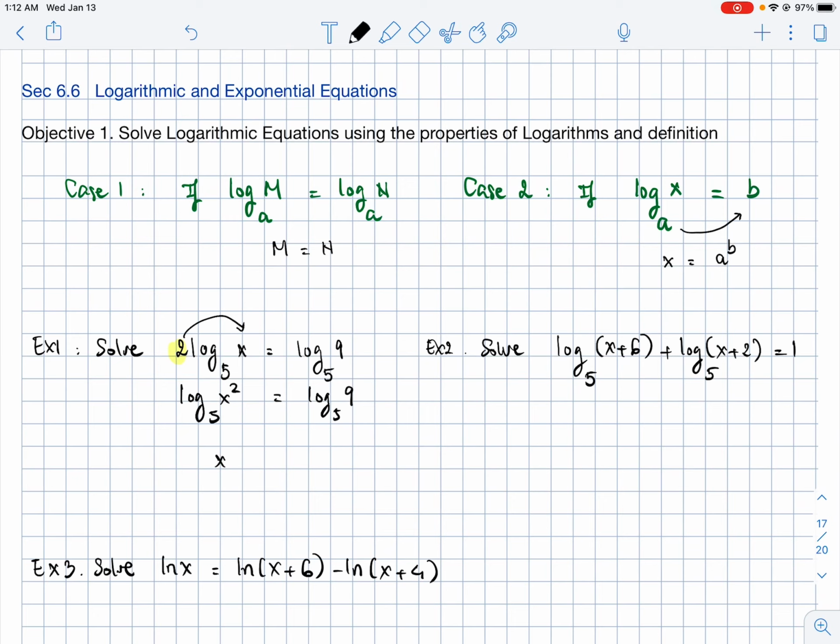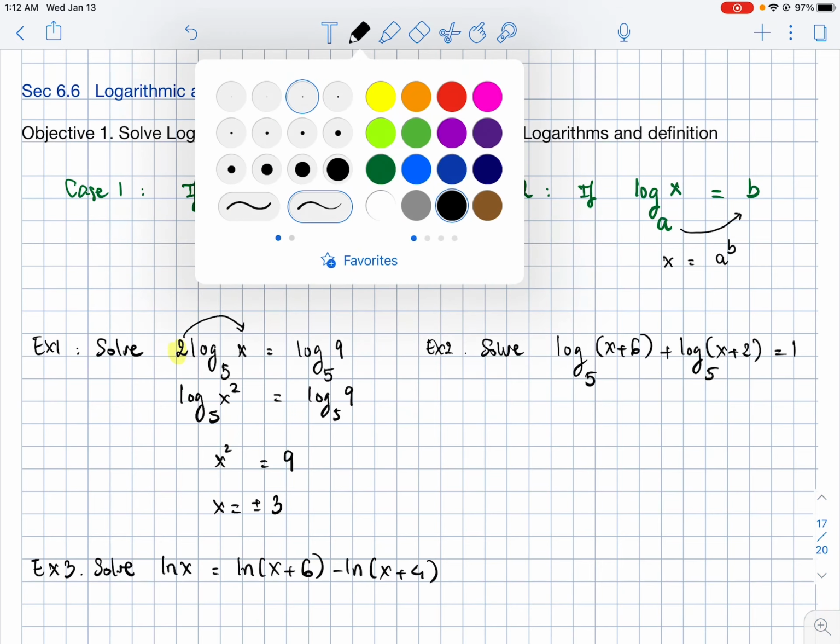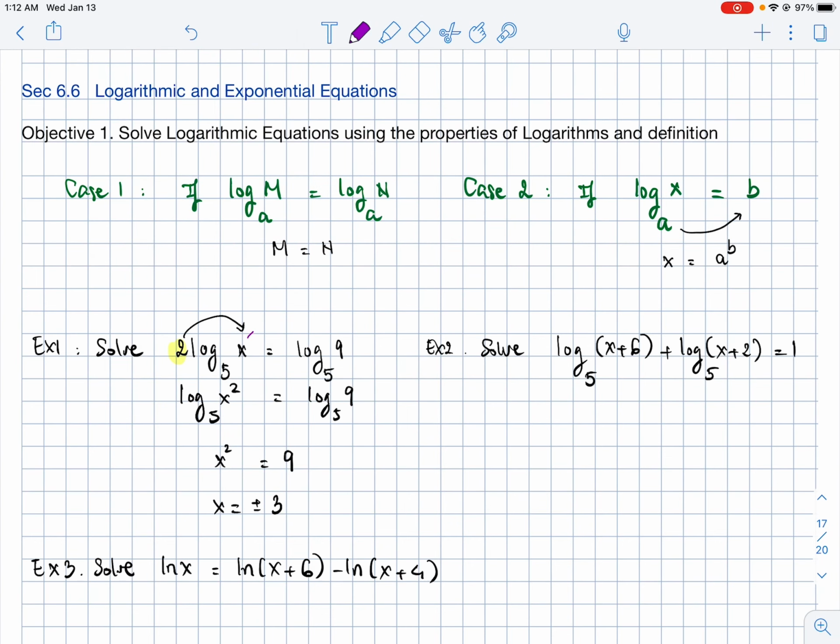Then we will set both sides equal. We get the answer x equals plus or minus 3. However, we go back to the log and you remember that the domain of the log is positive. So only 3 is positive. So we take 3 and eliminate the negative 3.